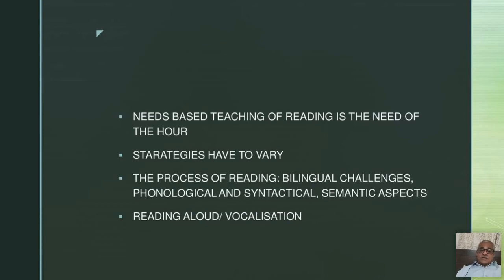So where do we start? In a classroom, if you have about 30 minutes earmarked for reading, how do you start and where do you start? Like I said, I found this particular activity very, very useful. This is called reading aloud or vocalization. Let's use the expression reading aloud.